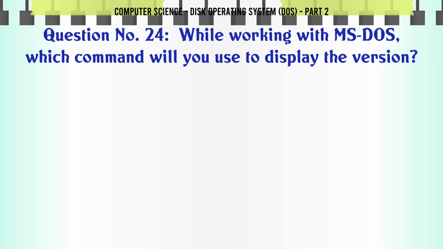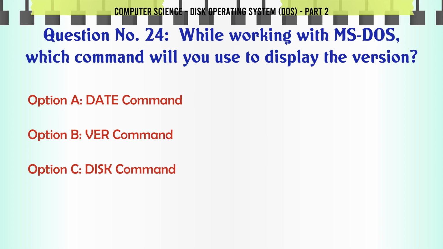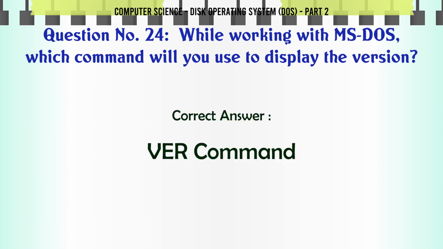While working with MS-DOS, which command will you use to display the version? A. Date command. B. ver command. C. Disk command. D. Format command. The correct answer is the ver command.